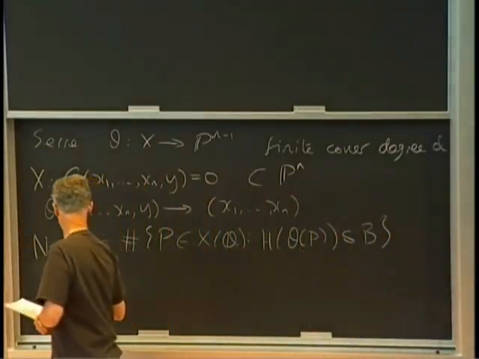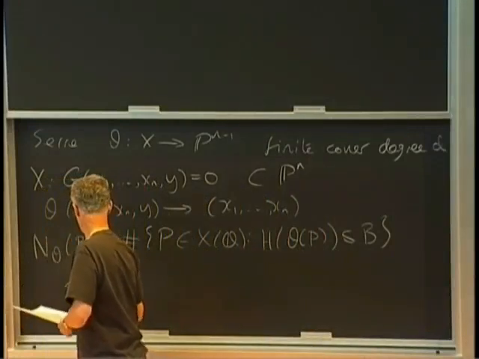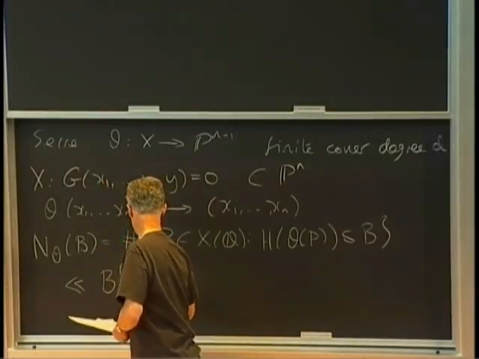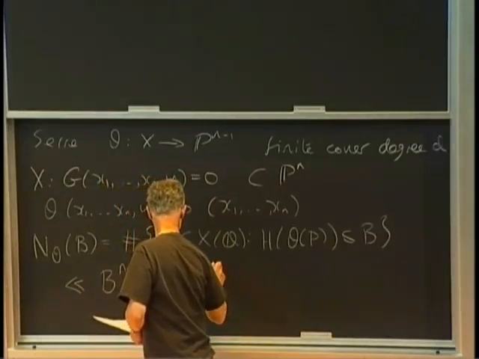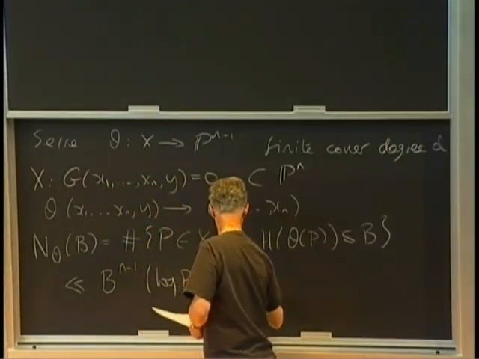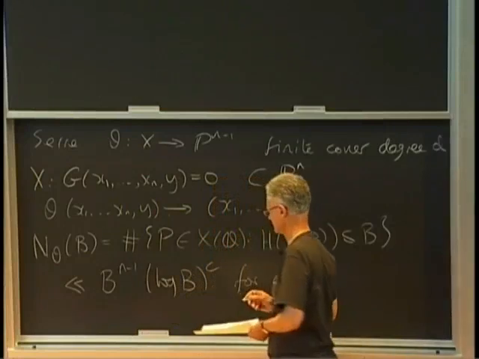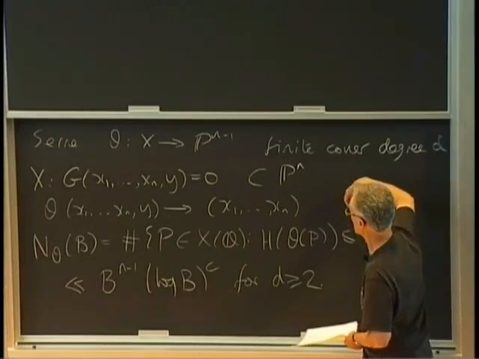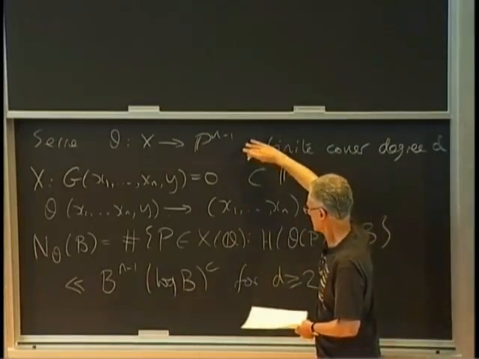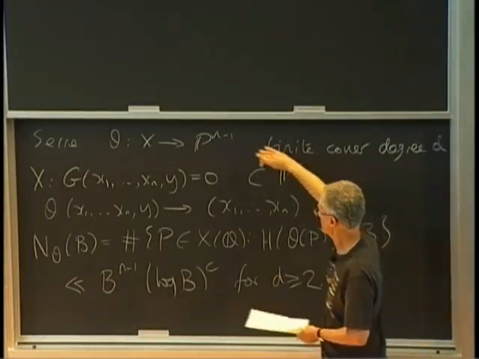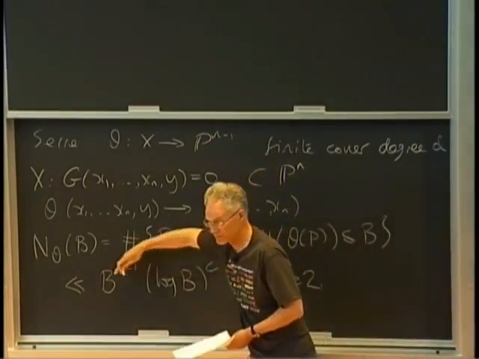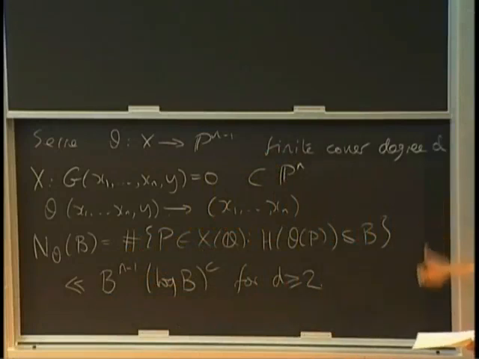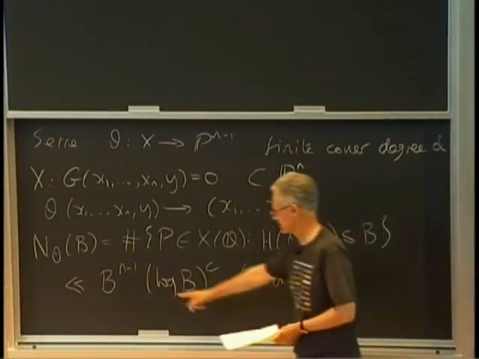Now, Serre conjectures that this number grows at worst at the rate b to the n minus 1 times a power of log b, for covers of degree at least 2. So that's to say that not only do you not get all of Pn minus 1, but you only get a small number of points, only b to the n minus 1, basically. And in this degree of generality, that's the best exponent that you can hope for.